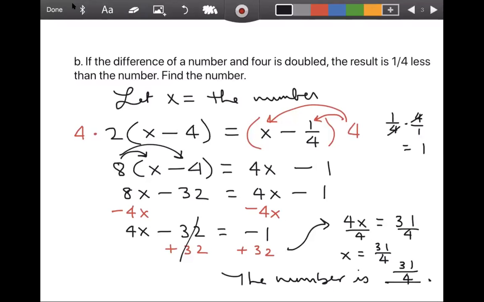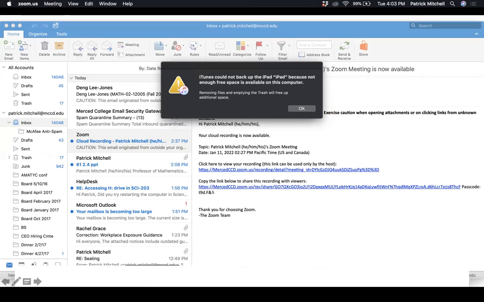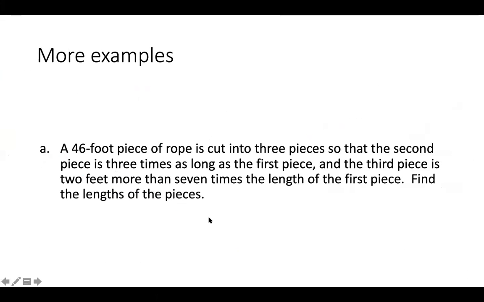Okay. All right, so let's look at what's next. Going back to the presentation for just a few seconds. Okay. A 46-foot piece of rope is cut into 3 pieces so that the second piece is 3 times as long as the first piece, and the third piece is 2 feet more than 7 times the length of the first piece. All right, starting to sound like aliens putting pancakes on the roof. All right, but we will make sense of that.